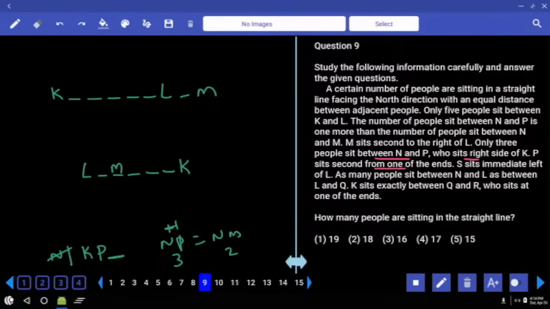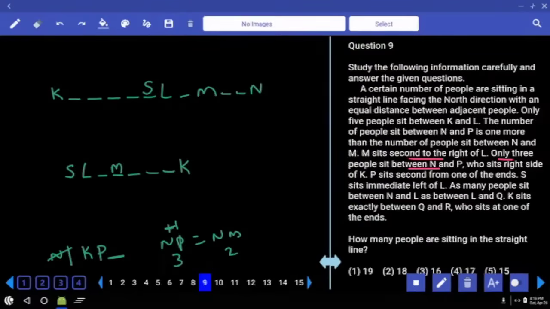And S is to the immediate left of L. S sits immediate left of L, S is here. Now if S is here, between N and M there are exactly 2 people. S is to the immediate left of L, and 2 people between N and M. 1, 2, hence N must be here. If N is here, 2 people between N and M, then N and P, how many people? 3 people. And N and P, there are exactly 3 people, 1, 2, 3, P must be here. Can you have P at this place? No, because P is seated second from one of the extremes, not possible. Hence between N and P there must be exactly 3 people, 1, 2, 3, P is.